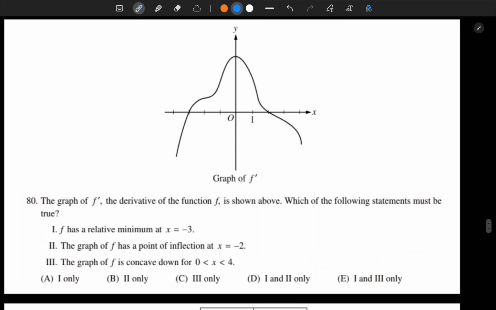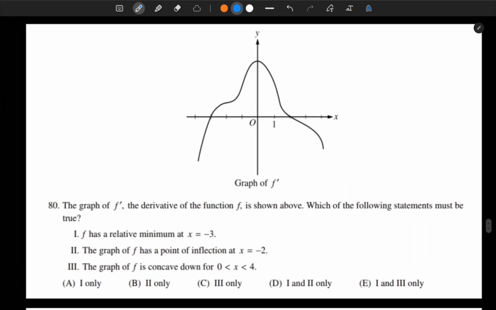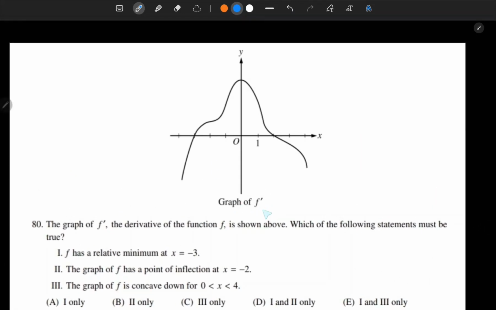Next, the graph of f prime, the derivative of the function f, is shown above. Which of the following statements must be true? Well, let's look at each statement in series. For statement 1, we say that f has a relative minimum at x is equal to negative 3. Well, we know that this plot is f prime, so computing f prime is equivalent to taking the derivative of f. So that means that for whatever function we have here, we have something that has a negative slope, and then it becomes positive. So we have something that looks like this. And then maybe it decreases in its slope, and then it goes up more.